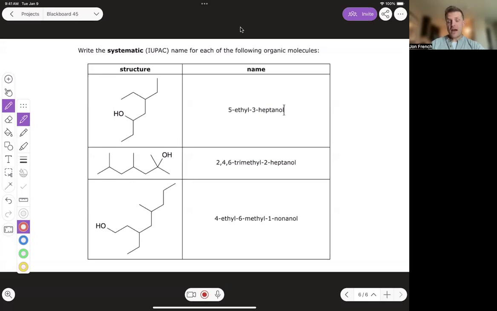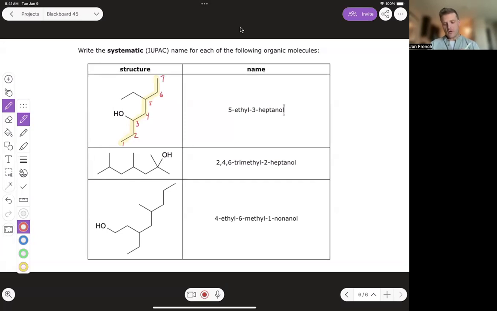Because of that, we want to count these chains in a way that gets us to the functional group with the lowest number possible. So let's try that for this first one here. First we can identify the longest chain, and here is my longest chain. And now to count that in a way that gets us to the functional group with the lowest number possible, I would say 1, 2, 3, 4, 5, 6, 7.